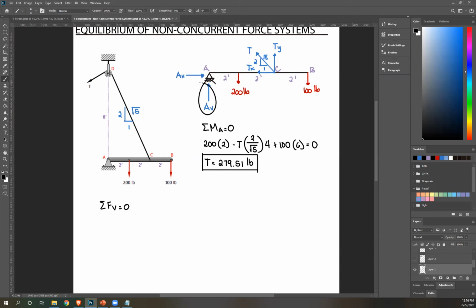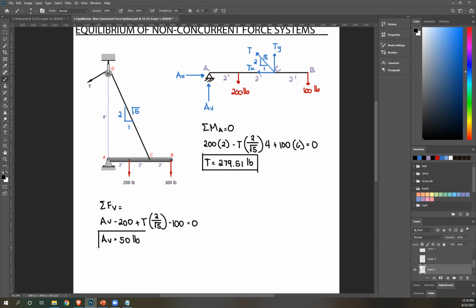So let's start at the left side. AV is upward, therefore positive AV. 200 downward, so negative 200. Ty is upward, so positive Ty, which is again just T times 2 over square root of 5, considering T is this value. And then we have negative 100 equals 0. From this, I can now solve for AV, which is 50 pounds.